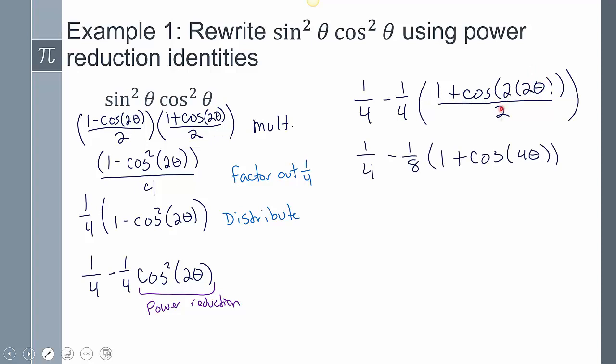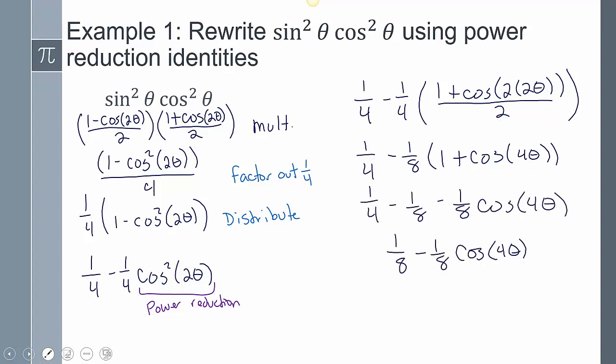Now I multiplied this 2 here with this 4, and so now I have 1/4 minus 1/8. Add those together, or subtract those, and I get 1/8 minus 1/8 cosine of 4 theta. And that right there is going to be my result. It is no longer written as a square.